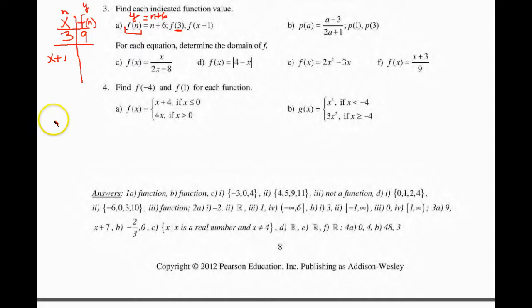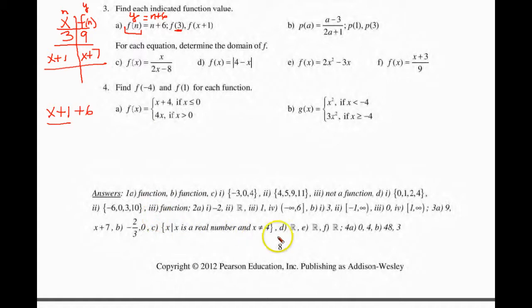Here's where it gets a little challenging. N then is x plus 1. X plus 1 is our n, and now we're going to add 6 to it. So this is going to give us x plus 7.